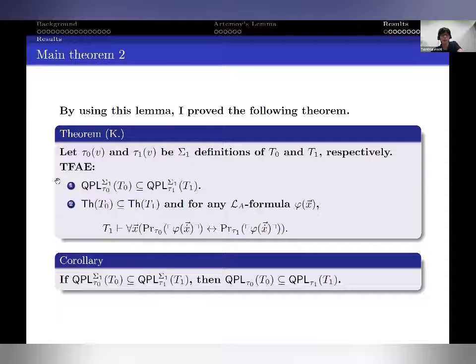I think this gives some order in the chaotic world of quantified probability logics. Some order, yes.